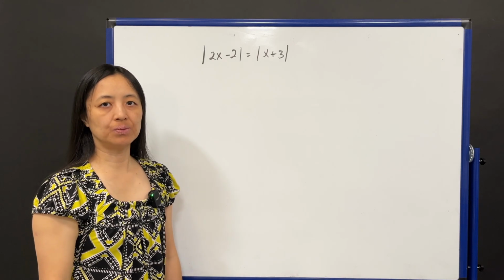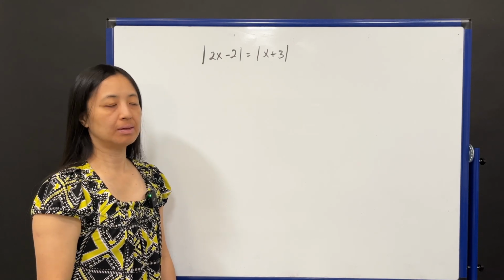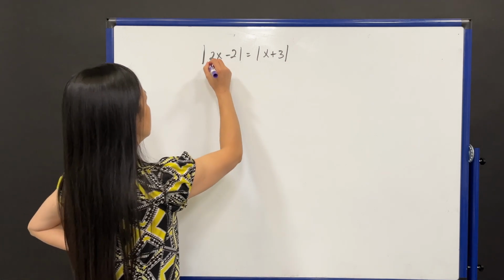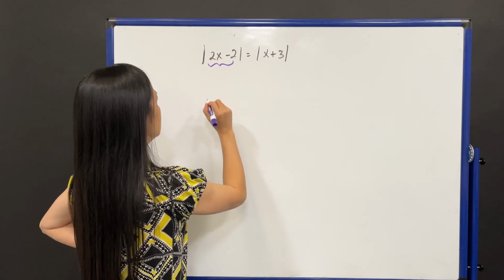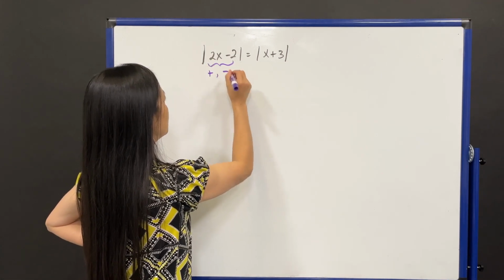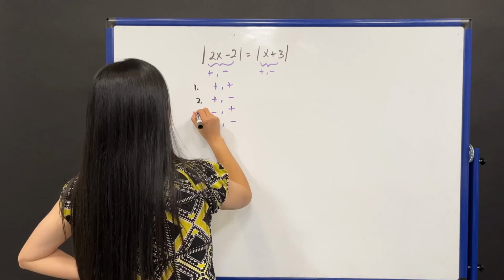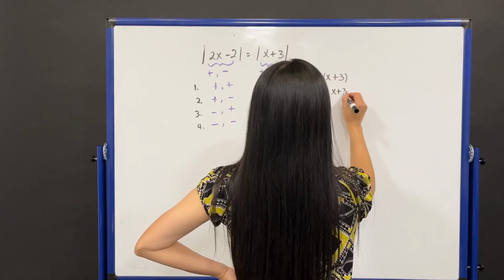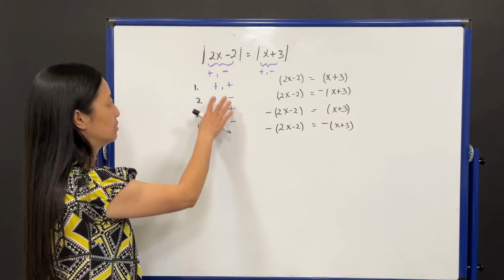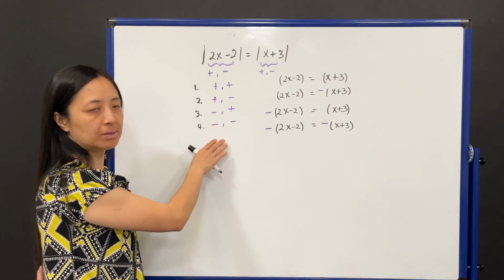How do you solve an equation when you have two absolute value signs? When you have an absolute value sign, just remember that the inside expression can be either positive or negative. There are 4 total combinations we need to consider.